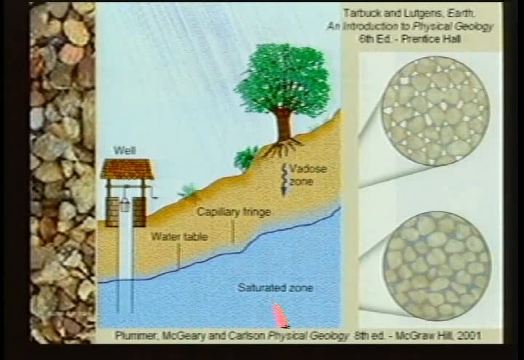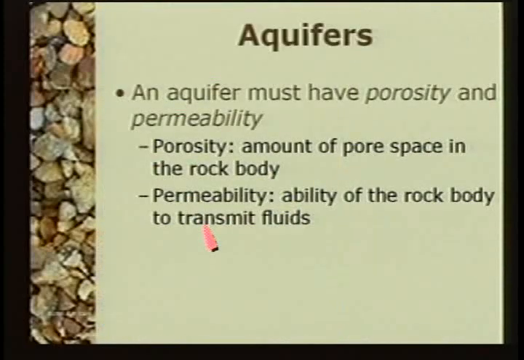Now, below the zone of aeration is our zone of saturation. And here, if we could preserve this material, and again look at it under a microscope, we would see that the pore space is completely filled with water. Note that the well is dug into the zone of saturation. This black line is the water table, or the surface which separates the zone of saturation from the zone of aeration.